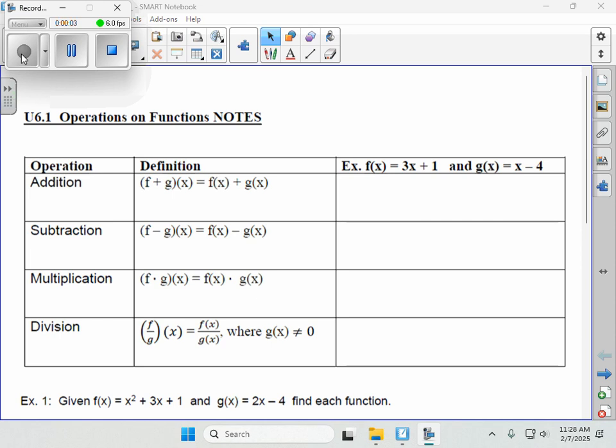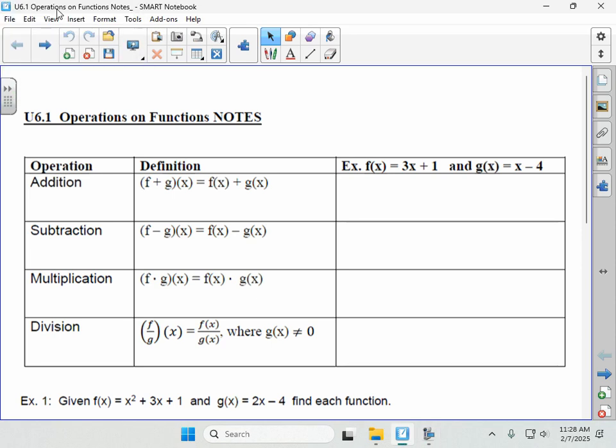All right, Algebra 2, we're going to go ahead and move on to Unit 6.1. This is on operations of functions. Some of this is going to be review. It's just the notation looks a little bit different, but a lot of this is review from last semester. All right, so we have 4 operations: adding, subtracting, multiplying, and dividing, and we're going to apply those to 2 or more functions.